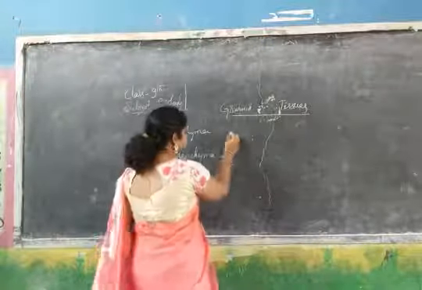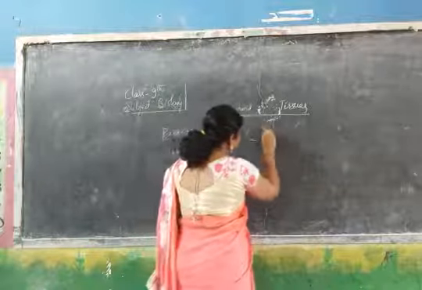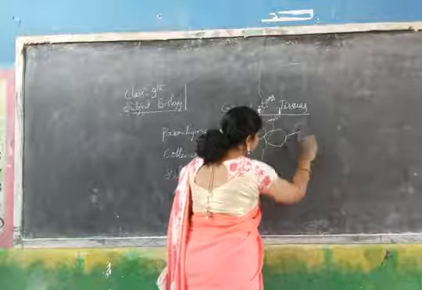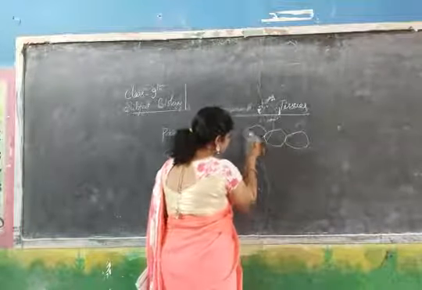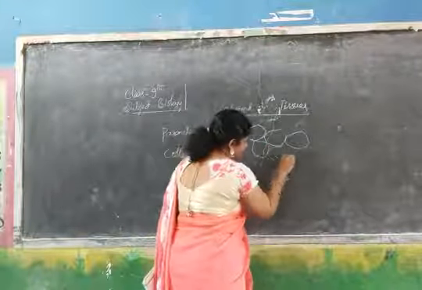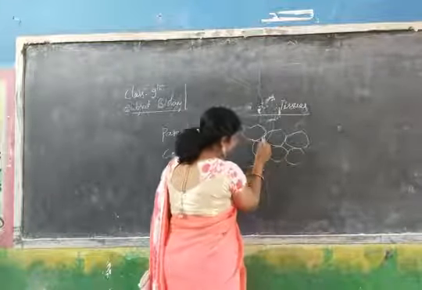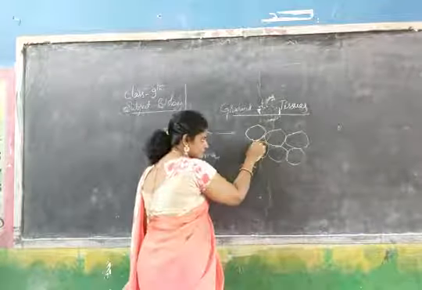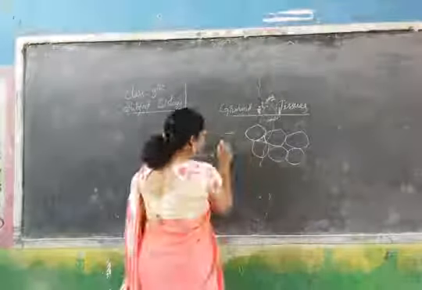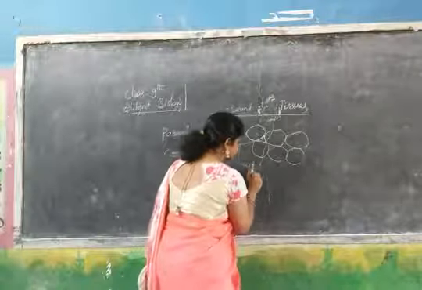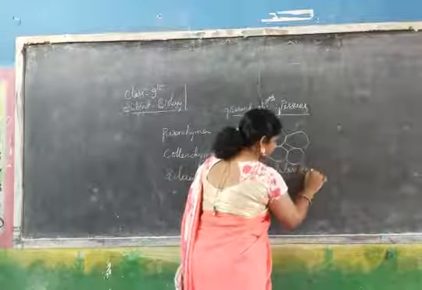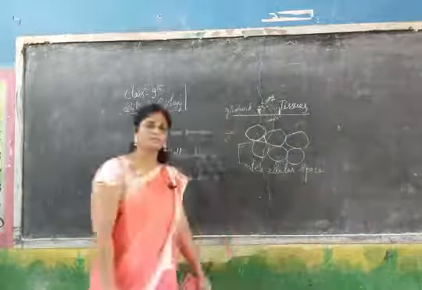See here, if you go for the parenchyma cells, these cells are like this, with a thin cell wall. The cell wall is thin. And a gap or space is present between the cells. These are the three cells, and a small gap is present. This gap is called the intercellular space.